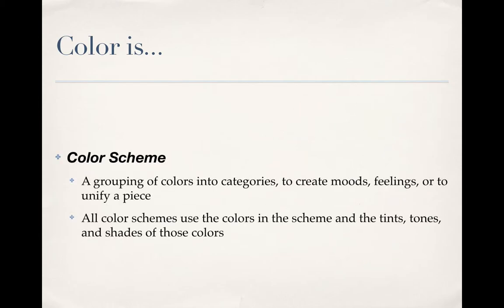So knowing how we get some of the colors, it's important to understand grouping those colors together. So we use color schemes, or groupings of colors that create moods, feelings, or help to unify a piece. All of the color schemes that we're going to talk about here also include tints, tones, and shades, so adding white and black, and also using any of the neutral colors.